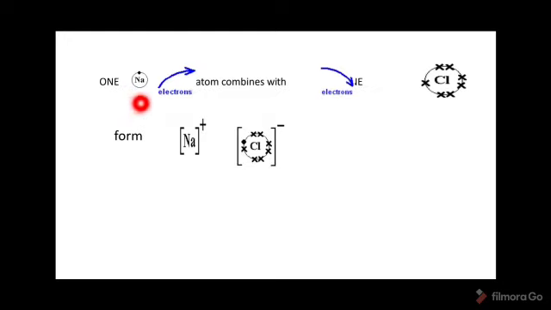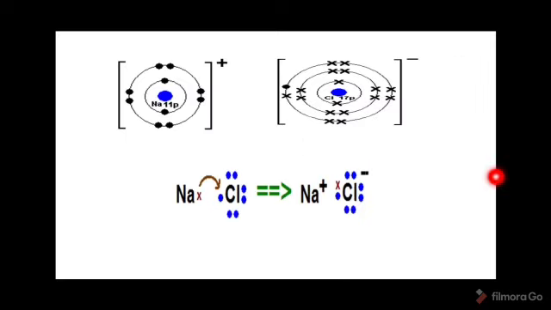Sodium atom combines with one chlorine atom. One electron transfers from sodium to chlorine, forming oppositely charged particles. The force of attraction between these oppositely charged particles creates an ionic bond. Sodium has 11 protons and 11 electrons, but the sodium cation has 11 protons and 10 electrons. The chlorine atom has 17 protons and 17 electrons, but the chloride ion has 17 protons and 18 electrons.